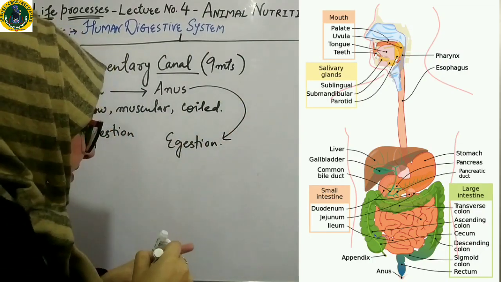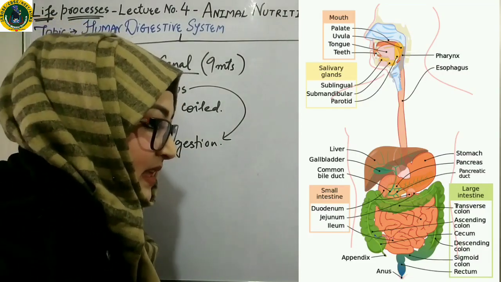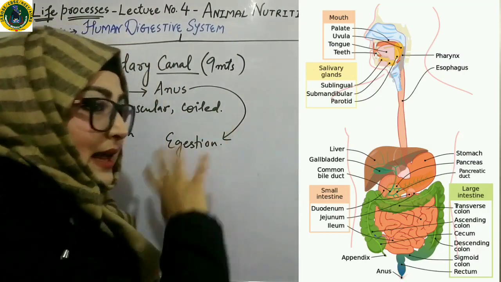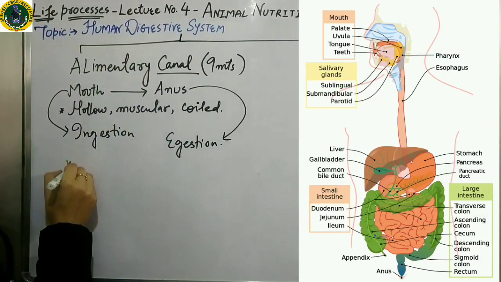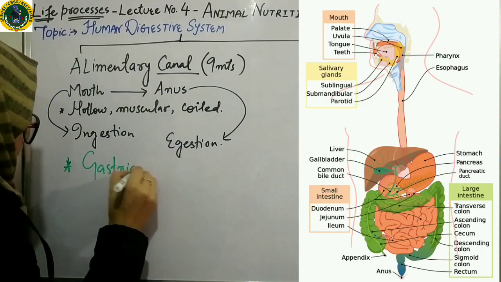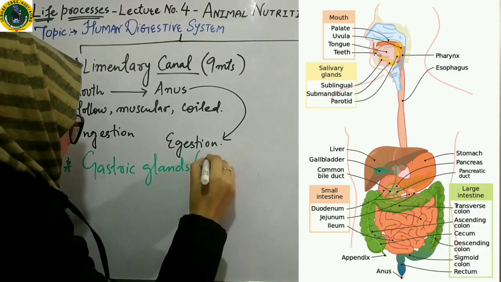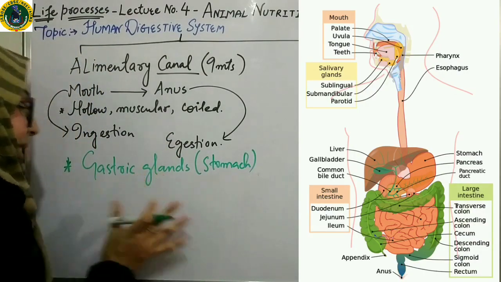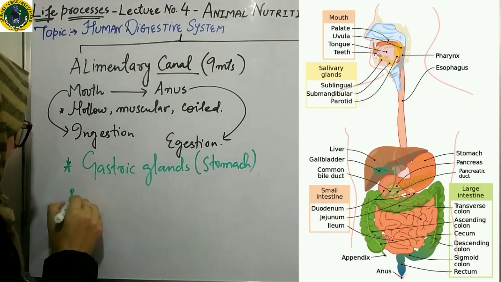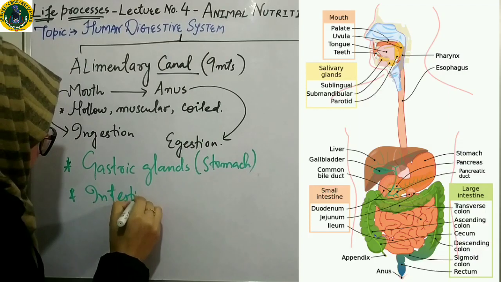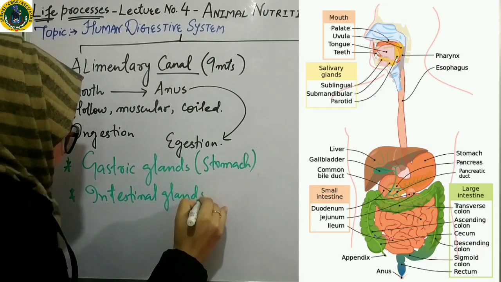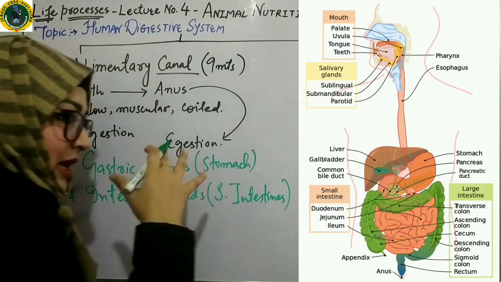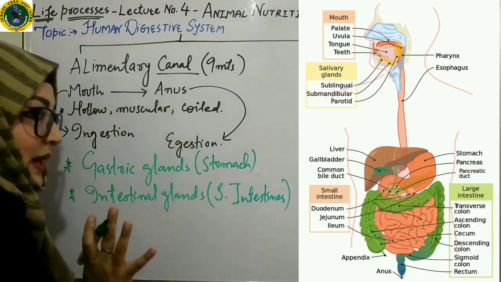The other part of the digestive system is the glands which are associated with the alimentary canal. So there will be certain glands in the alimentary canal. For example, the gastric glands are located in your stomach. The stomach is a part of your alimentary canal. Then we have intestinal glands, located in your small intestine, which is also a part of your alimentary canal. So these two glands are there in your alimentary canal.